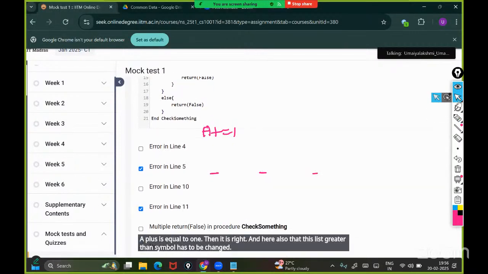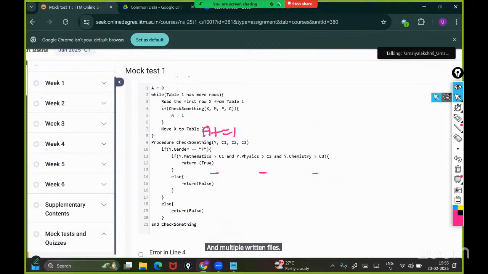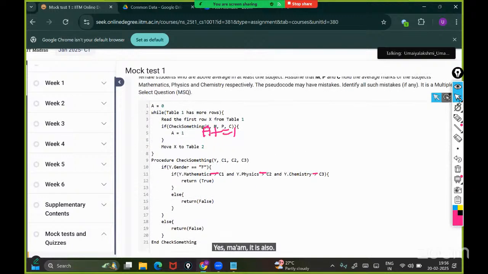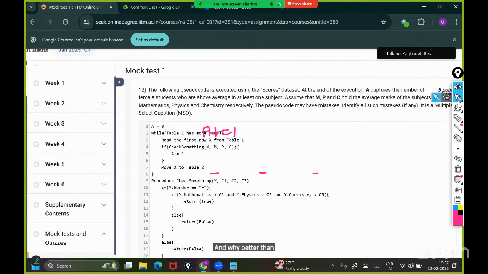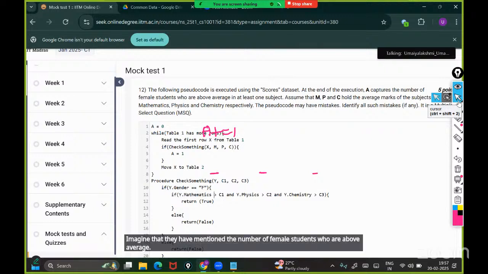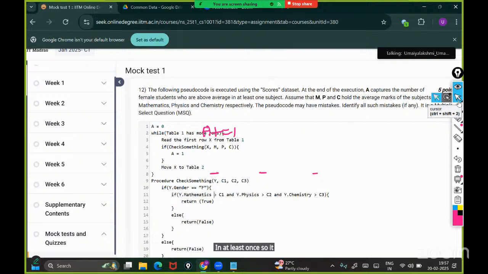And multiple return false. Yes, ma'am, it is multiple return false. Line 10 doesn't have it. No, it is checking for female, right? And why does the greater than symbol have to change? Imagine that they have mentioned the number of female students who are above average in at least one. So it has to be like or, and less than C1, at least.